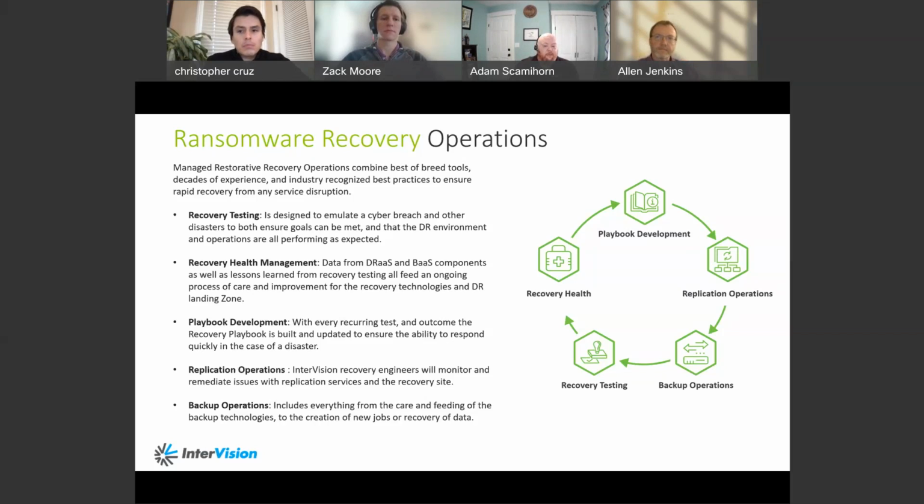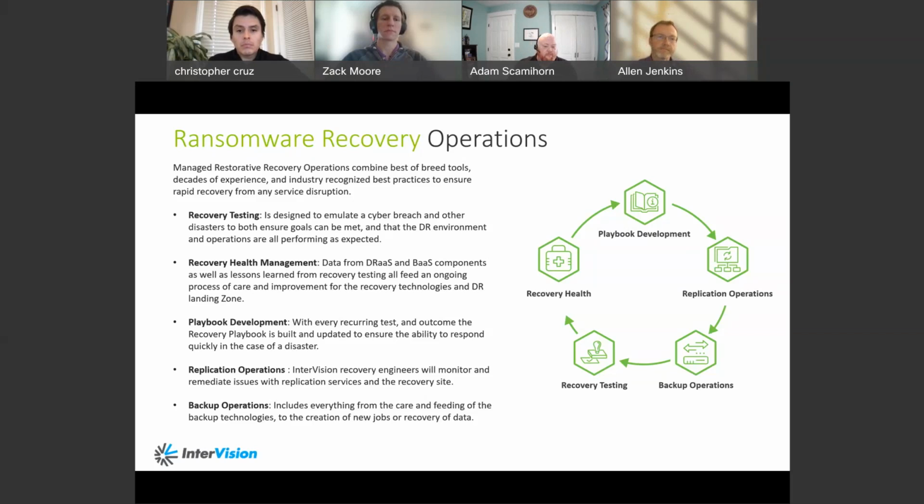Additionally, there has to be a team in place to handle the operations of both the daily backups and replication to make sure all those systems are functional and the data that they are protecting is secure. This team remediates issues, they patch systems, they maintain that ransomware recovery landing zone. And they have to be kind of a jack of all trades, understand the security, the networking, the infrastructure, and the backup systems.